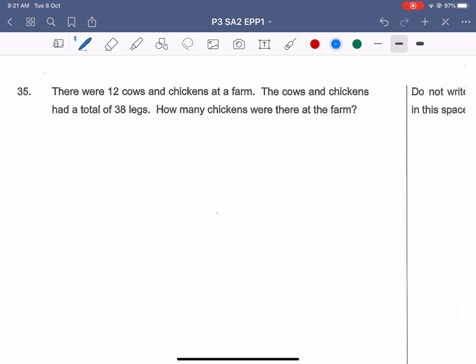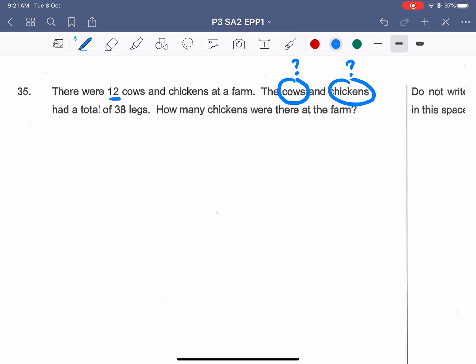Now there are 12 cows and chickens at a farm. The cows and chickens had a total of 38 legs. How many chickens were there at the farm? Now you have two things. You have a cow, you have chickens. Now do you know the number of cows? Do you know the number of chickens? You don't know. But do you know their total number? Yes, you know it's 12.